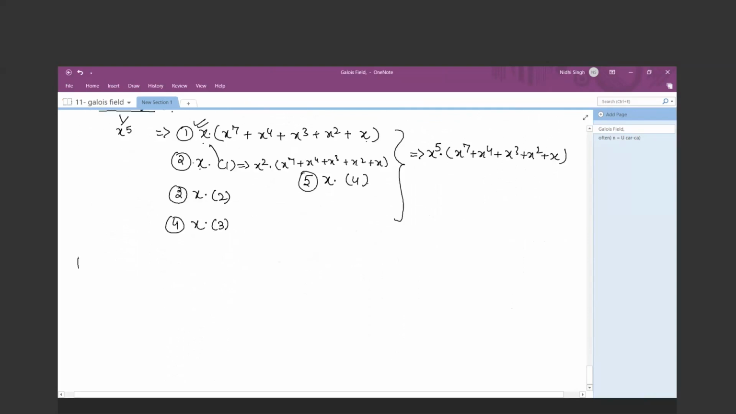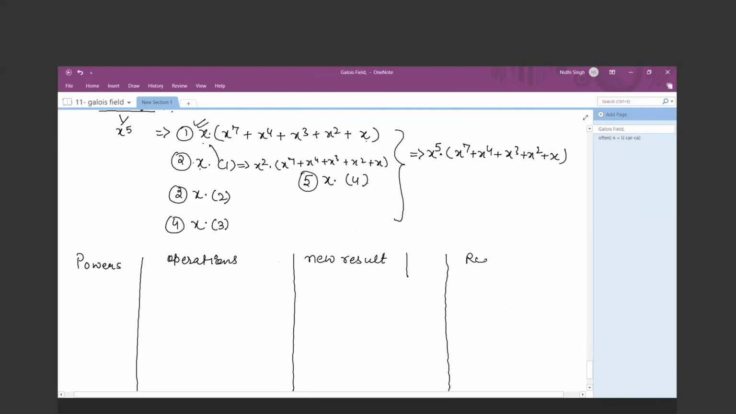So in this method, we have to make a table. The first column will be termed as the powers. The second will be termed as the operations. The third will be depicted as the new result. And the last one is reduction. Because in the last power, it will give x to the power 12. So if that is the case, then you have to perform the reduction.